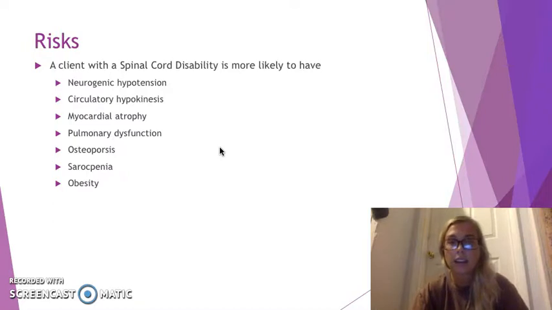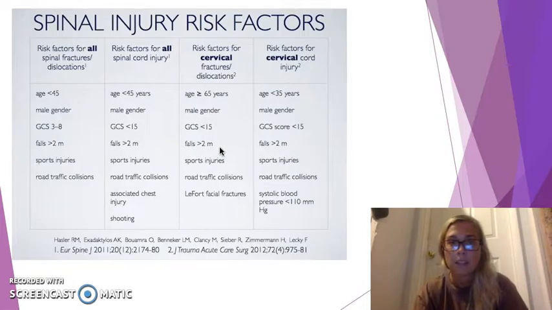So some risks that do follow along with a spinal cord disability: they're more likely to be hypotensive, pulmonary dysfunction, kind of the blood flow throughout the body is impaired, osteoporosis, so losing some bone density, sarcopenia, so loss of muscle mass, and obesity from inactivity. So just some spinal cord risk factors.